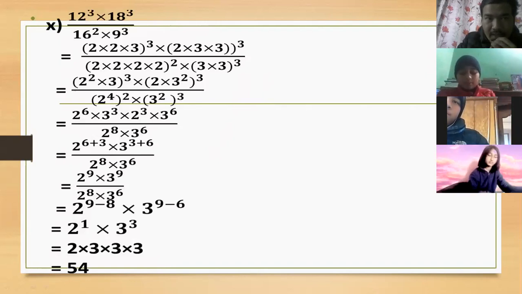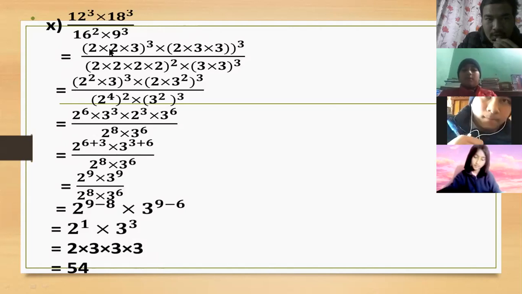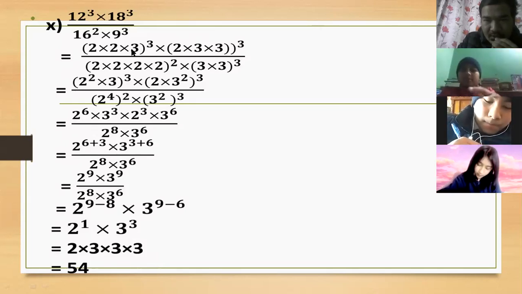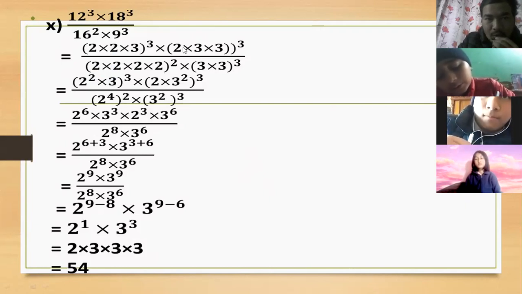Now number 10. This 12, what do you know? If you factorize 12, then you'll get 2 into 2 into 3. That means 2 square into 3. Okay. Then 18 means what? 2 into 3 into 3. 2 multiplied by 3 and multiplied by 3.